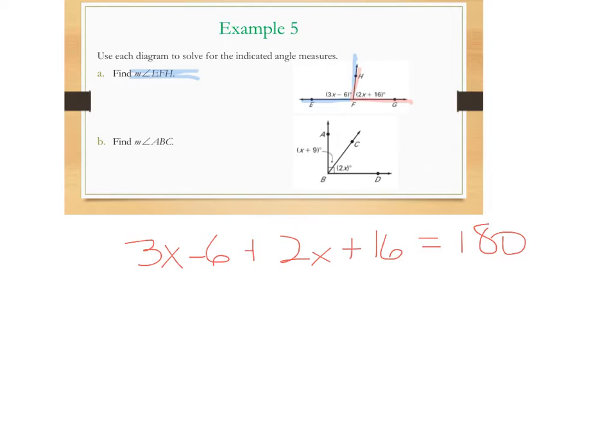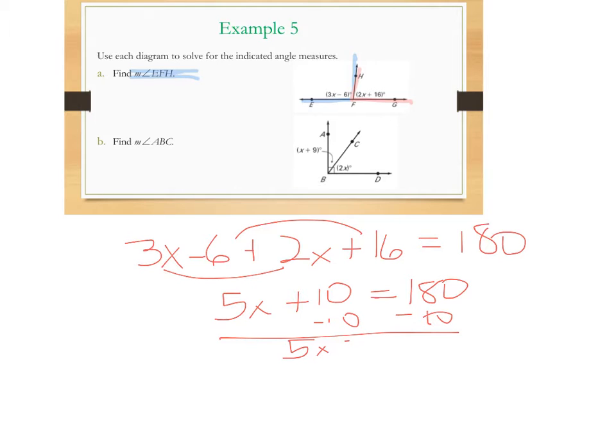I will now group my x's and group my numbers and begin to solve my equation. I can group the x's and get 5x, and I can group the negative 6 and the 16 and get 10. It still equals 180. Subtract 10, and I get 5x equals 170. Divide by 5, and I get x equals 34. I now have to go back up and look to see which angle they wanted again.